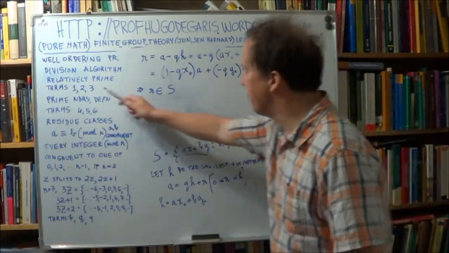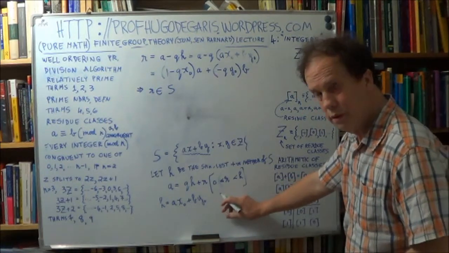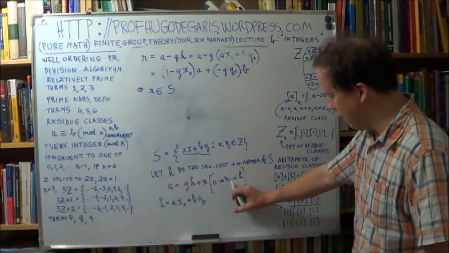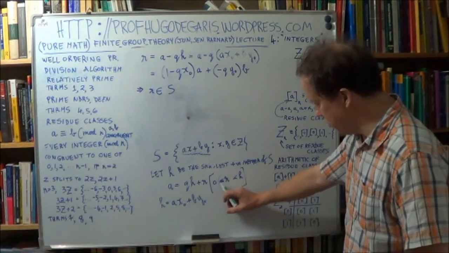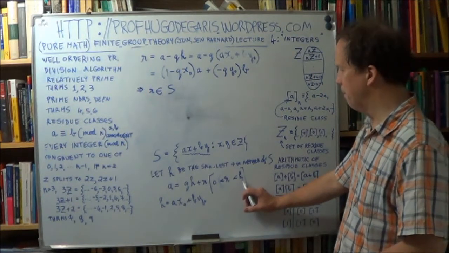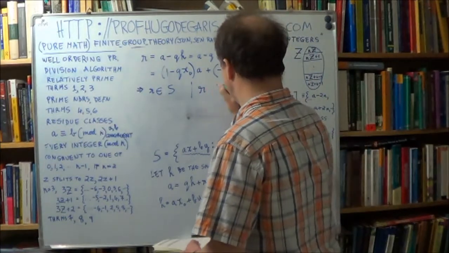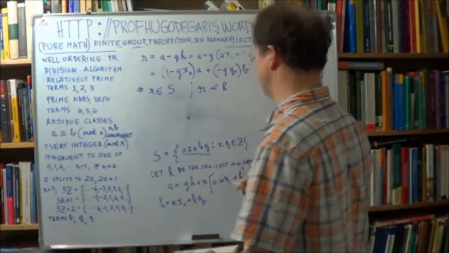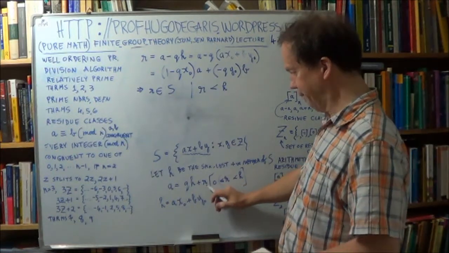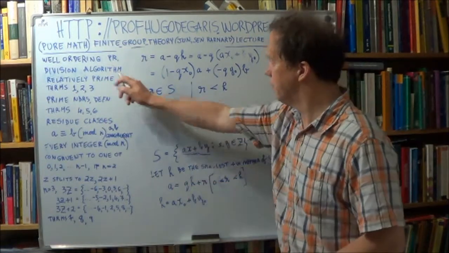Now, from the division algorithm, you've got this, right? That remainder has to be less than H. So R is greater than or equal to 0 and less than H. Now R is an integer. That comes from the division algorithm.